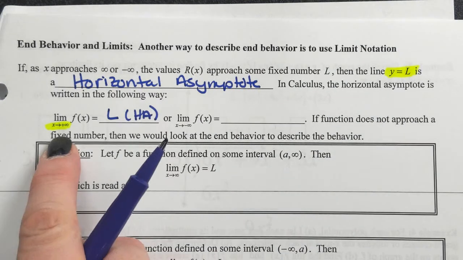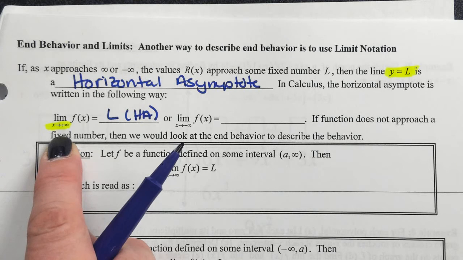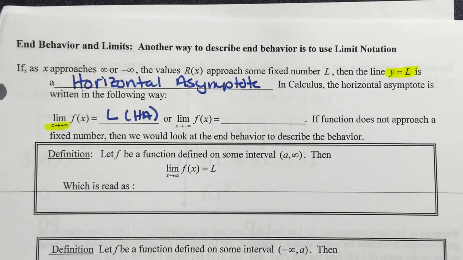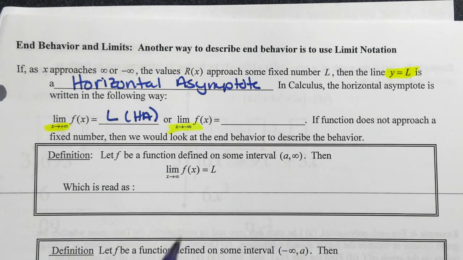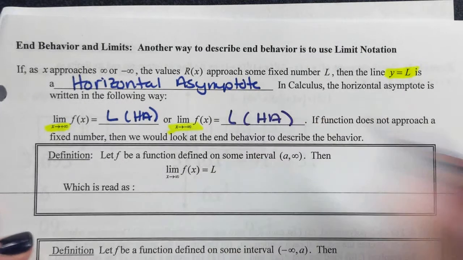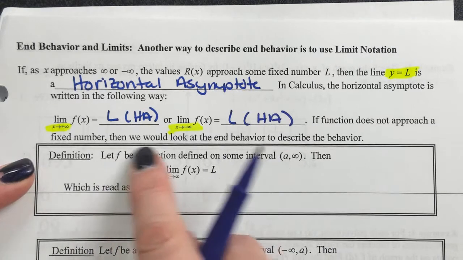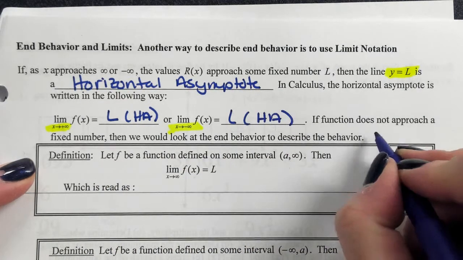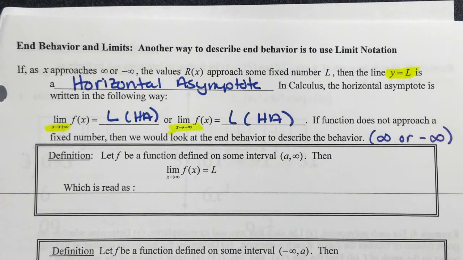So you would look on the right-hand side, and if there's a horizontal asymptote, your answer would be the value of the horizontal asymptote. Or the limit as x approaches negative infinity. You would look on the left-hand side and look at the end behavior on the left. And we would say it's L if you have a horizontal asymptote. If you do not have a fixed number, we look at the end behavior, which means it could be positive infinity or negative infinity, like we just looked at.